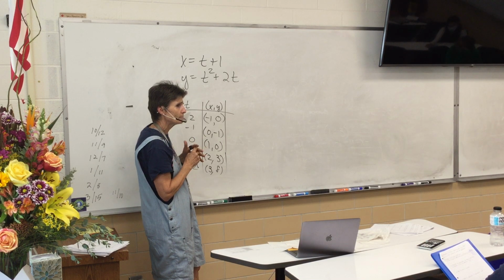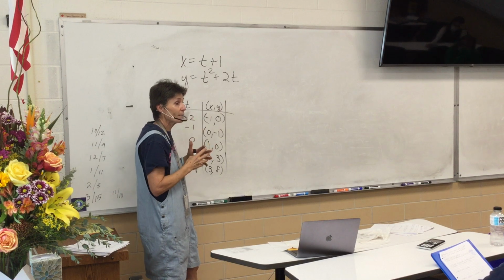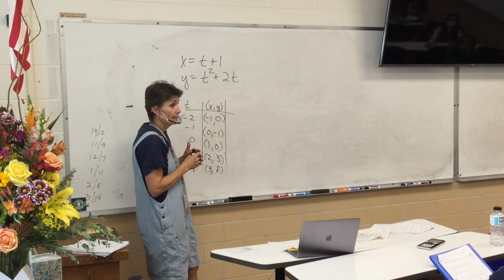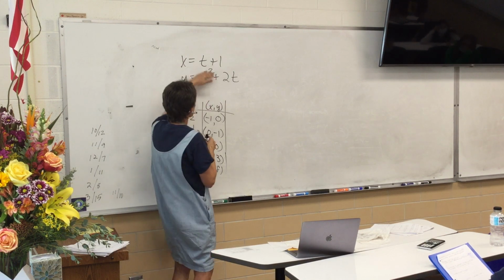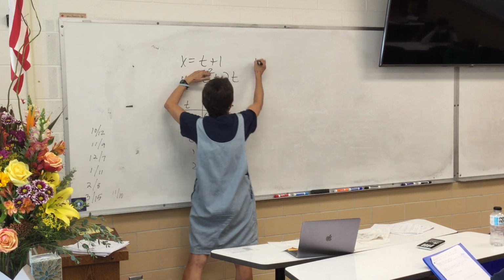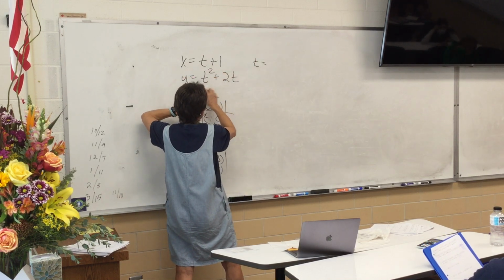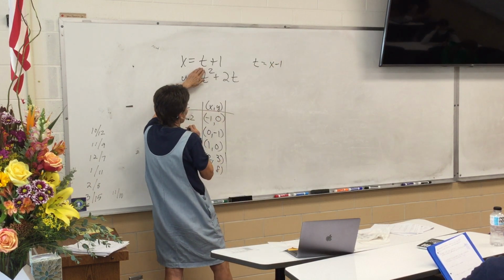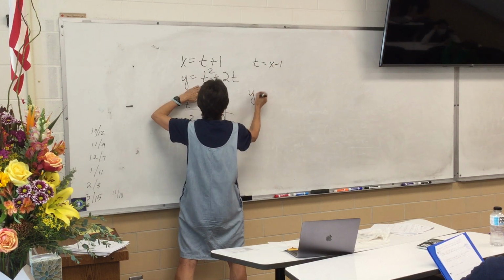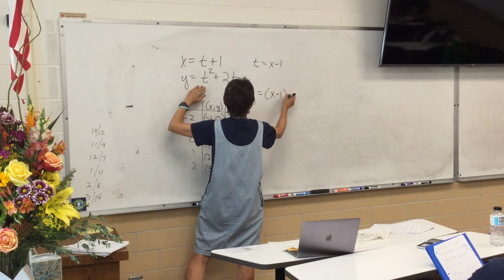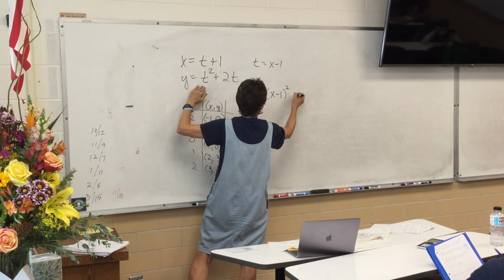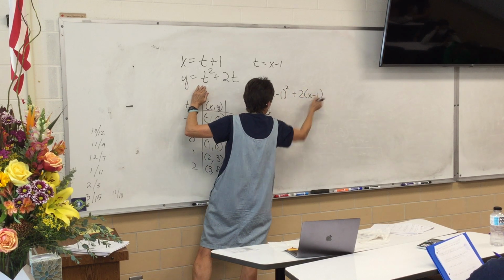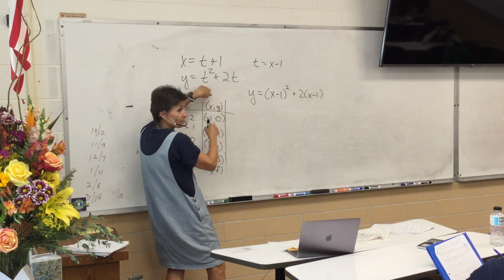David? Substitution. Exactly. What am I going to substitute? T. Exactly. So I'm going to solve this for t, because this one's much easier than this one to solve. So I'll solve this for t, and then plug it in. So y equals (x minus 1) squared plus 2 times (x minus 1). Does that look okay to everybody?